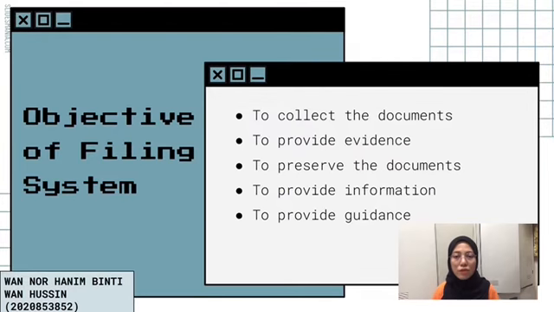The last one is to provide guidance. Filing of past records and documents can act as a guidance to the office staff to carry out their daily tasks. It guides the new staff and supports the existing staff to perform their duties effectively.